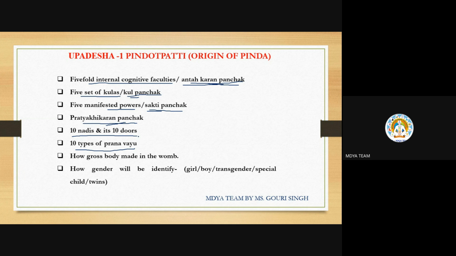After all these things are merged with that Garbhapinda, only then will a gross body be made in the womb of a mother. Okay. Only after all these things are added, will this gross body be made in the womb. Then after this gross body is made, how the gender will be identified is also discussed here.